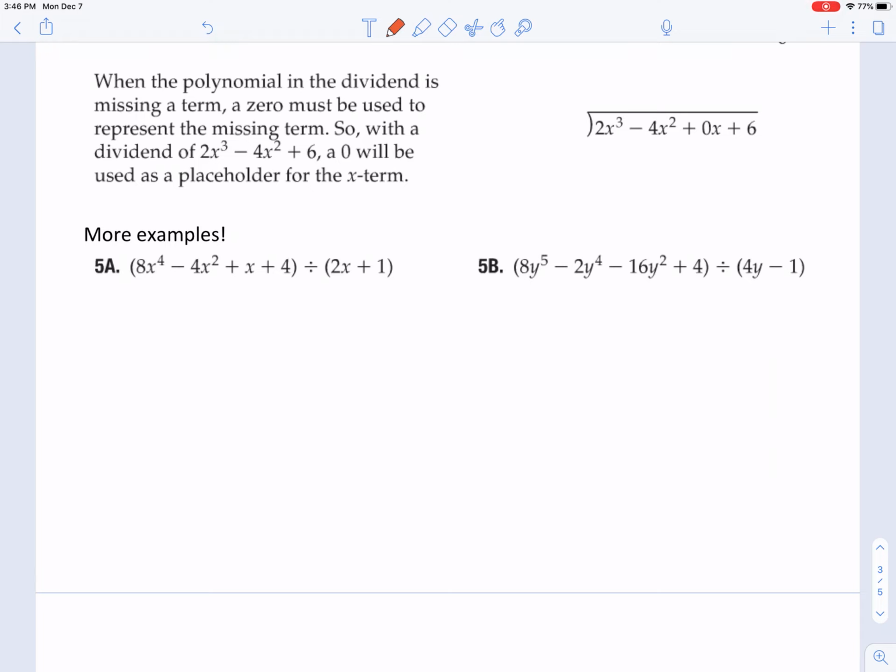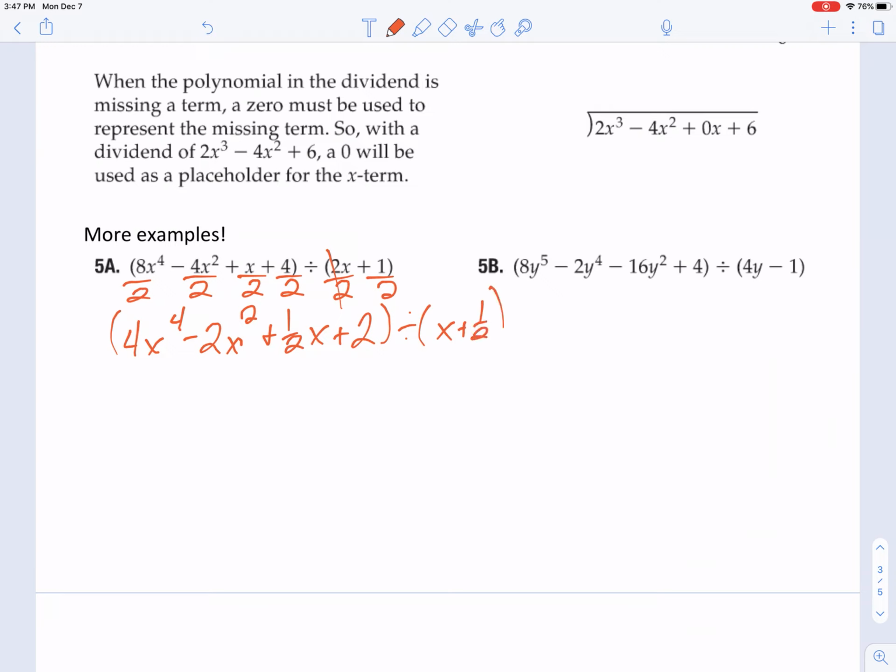Here on 5a, I notice, first of all, that it's not a 1 there. So I'm going to need to get rid of that 2. I'm going to divide everything by 2. Which is going to give me 4x to the fourth minus 2x squared plus a half x plus 2. And the whole thing is being divided by x plus 1/2. So now that means the number in the box gets to be a negative 1/2.